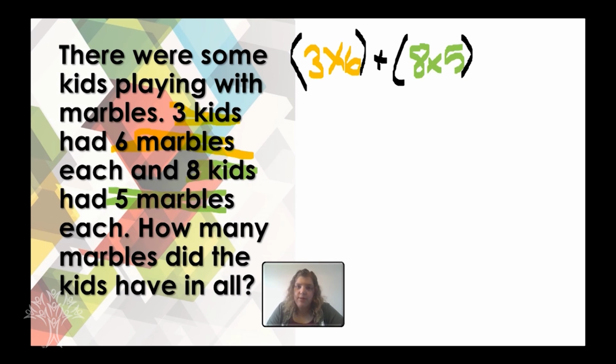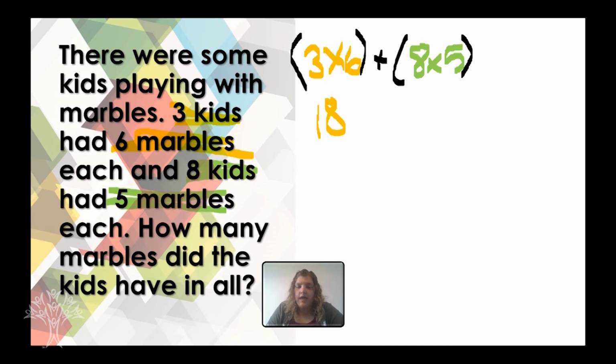Does anybody know what 3 groups of 6 is? Let's try counting by 6s. 6, 12, 18. Now let's see if we can count by 3 6 times and also get to 18. 3, 6, 9, 12, 15, 18. Both ways I got to 18.